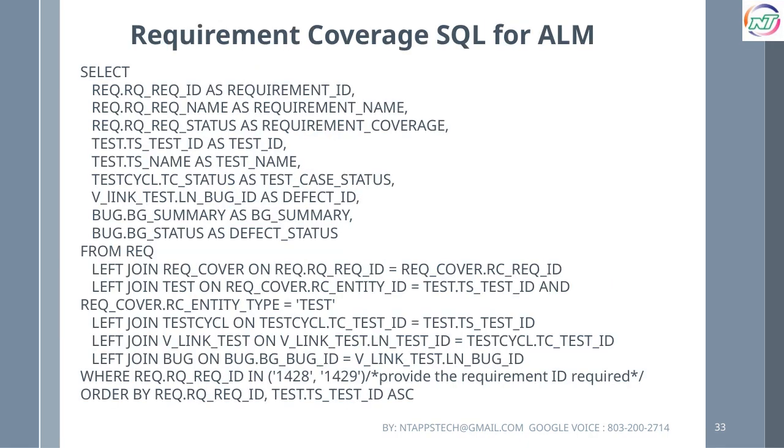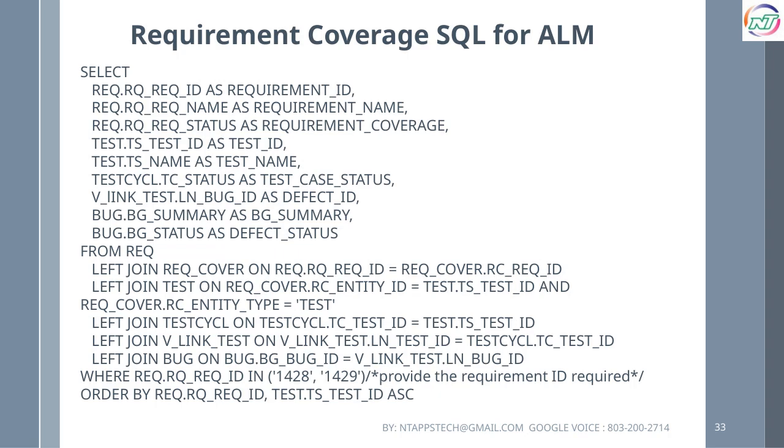This SQL query is designed to show the coverage of requirements in relation to their associated tests, defects, and test case statuses. It retrieves key information such as the requirement ID, name and status, along with the test ID, test name, and the current status of the test case. The query also pulls in defect details like defect ID, summary, and status, which are linked to the test cases.